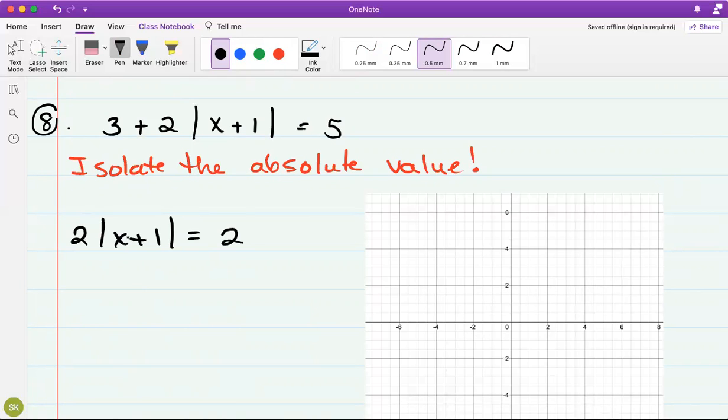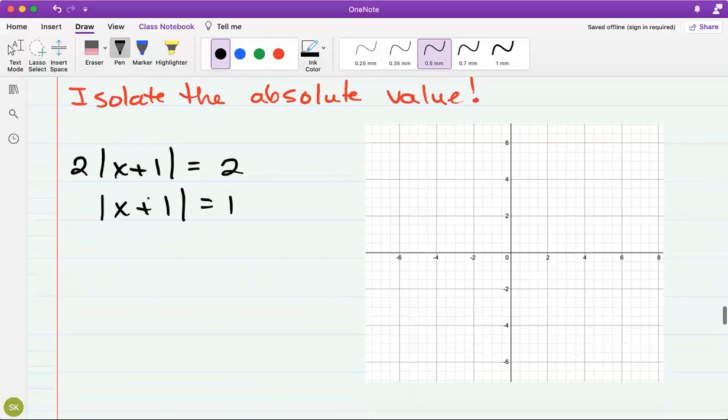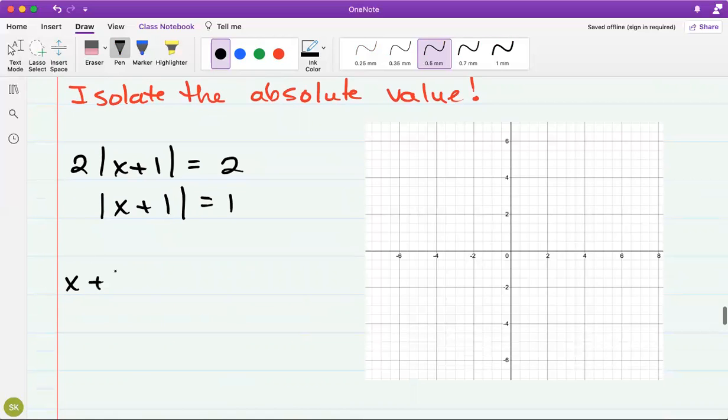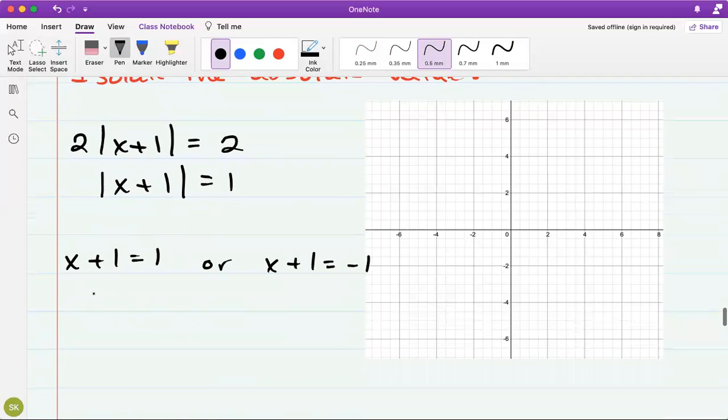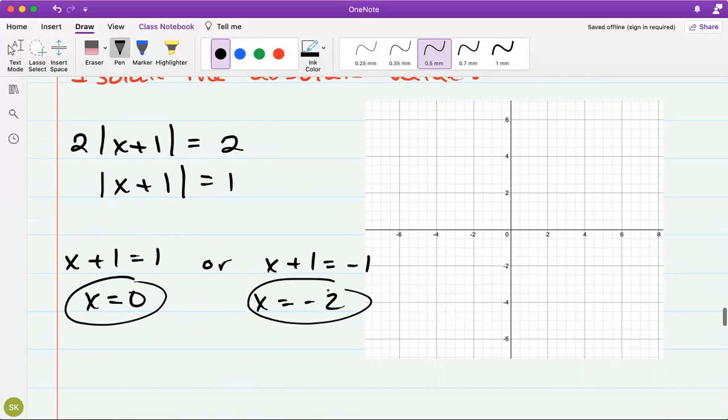Then get rid of this 2. When you get rid of this 2, you get x plus 1 is equal to 1 because I'm just dividing both sides by 2. So now that I have isolated the absolute value, I can make this x plus 1 is 1 or x plus 1 is -1. Move the 1 to the other side, so subtract 1, you get x is 0 or x is equal to -2. Those are our two solutions.